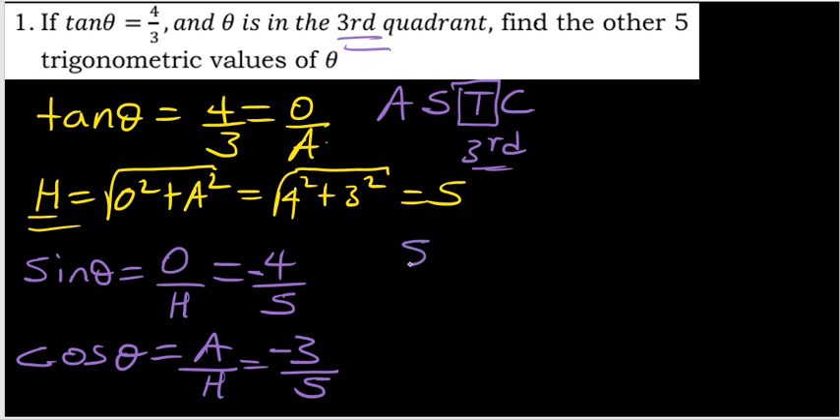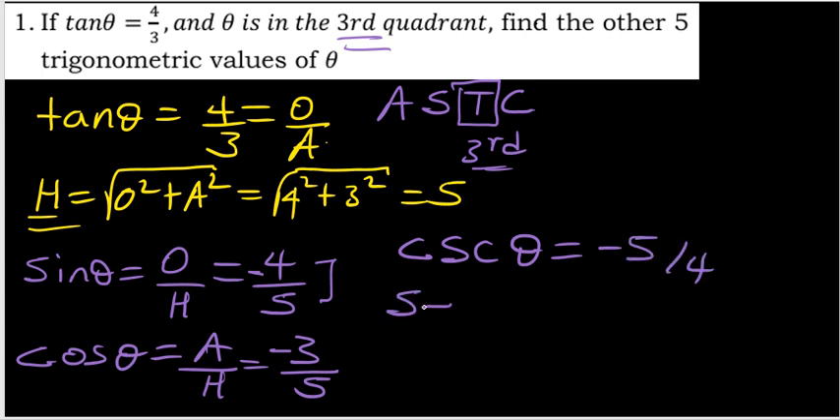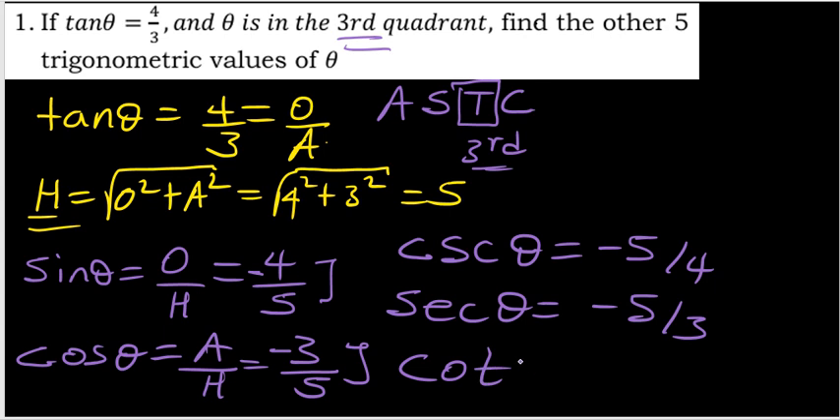And then the other one is cosecant theta, that is the reciprocal of sine. So we have to flip it and keep the sign, negative 5 over 4. And sec theta, we need to flip cosine, that's going to be negative 5 over 3. And cotangent theta is the reciprocal of tangent. Tangent is 4 over 3, so the reciprocal will be 3 over 4. So these are the 5 trigonometric values of the given angle theta.